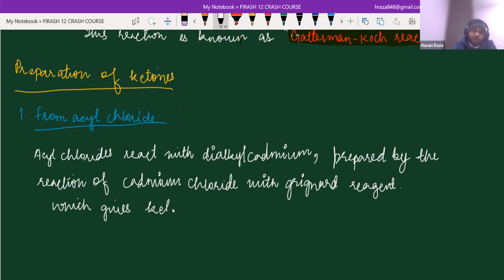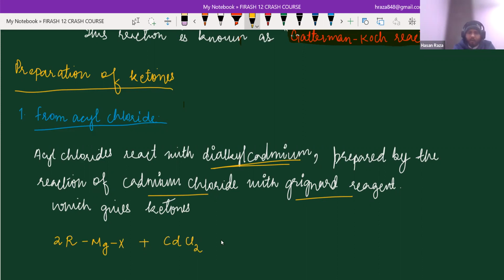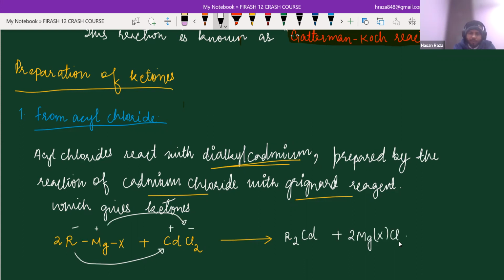So first of all, we need to prepare this dialkyl cadmium. And how can we prepare it? We need to react cadmium chloride with Grignard reagent, RMgX, and then CdCl2, that is cadmium chloride. As you know, this is negative, this is positive, again this is positive, this is negative. Negative will be attracted by positive, and it will be R2Cd, dialkyl cadmium, plus the positive and negative will combine together, which will form 2MgXCl. Are you getting my point?